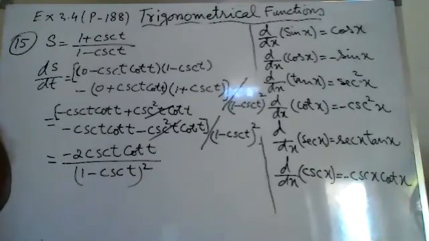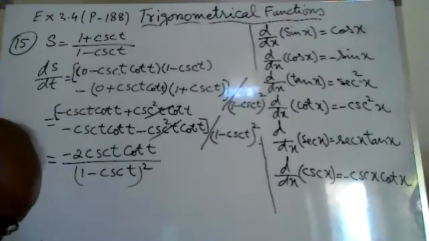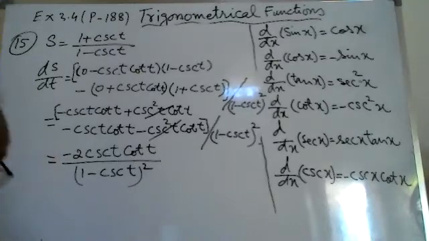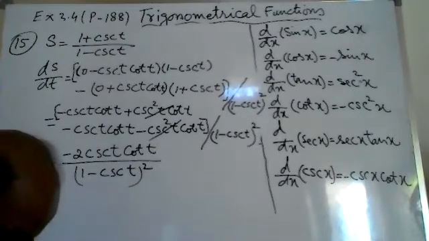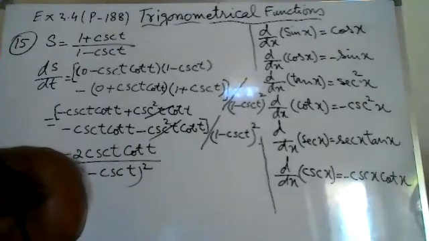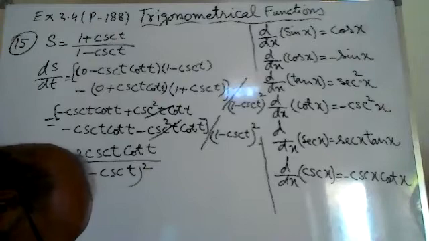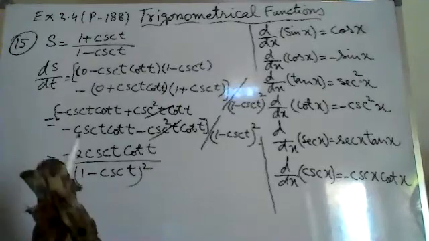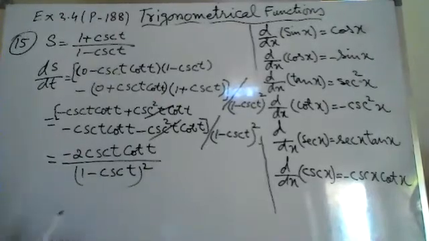Question number 25. Find y double dash. That means the second derivative. So the second derivative can be found by taking the first derivative and then the derivative of the derivative will be the second derivative. Y is equal to cosec x is part a, and y is equal to sec x is part b. We will do the a part. Y is equal to cosec x.